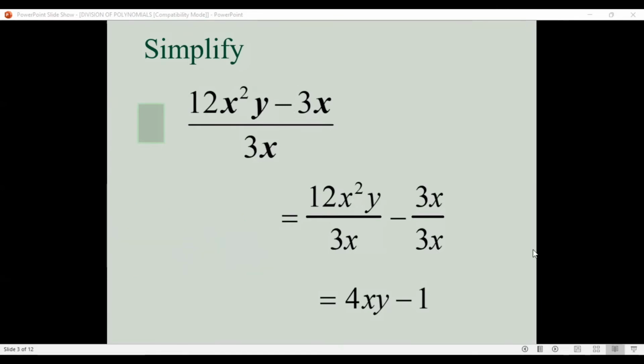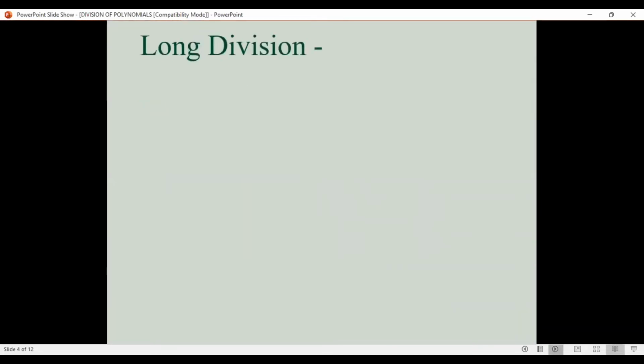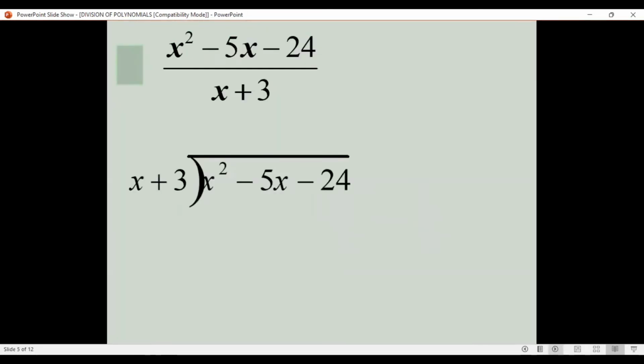Okay, now what if we are dividing what we call polynomial by polynomial? We will have first the long division process. As you notice, you have x squared minus 5x minus 24 here, and we are dividing this time by a binomial, x plus 3. So what is the important thing that you have to remember when you are dividing by a trinomial or a polynomial by a binomial?